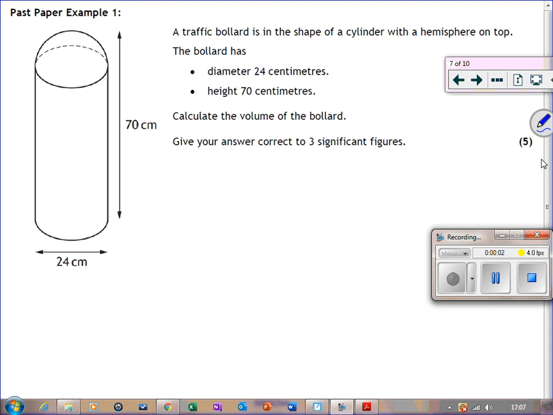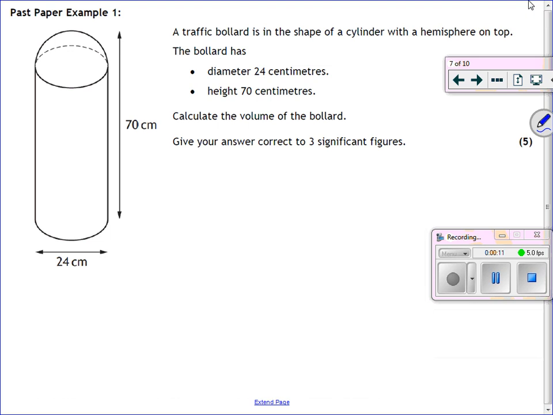Okay, let's take a look at some past paper example questions on volumes. Now, usually, if you're asked to find a volume in a past paper question, it will involve either an addition of two volumes or a subtraction of two volumes. These are incredibly common questions that, if you look back at past papers, you will see occur year on year.